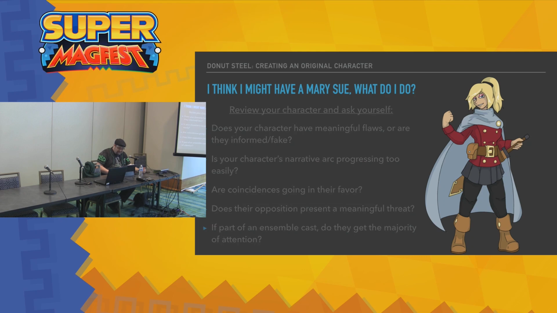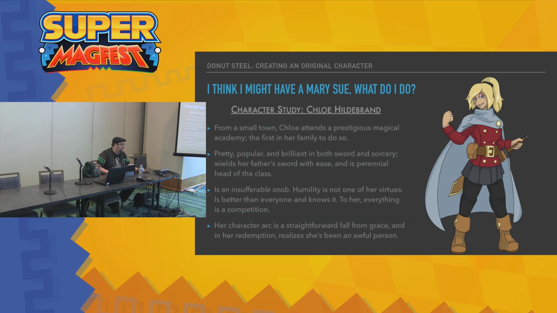So who's this? This is Chloe Hildebrand. She's from a small town, attends a prestigious magical academy, the first in her family to do so. She's pretty, she's popular, and brilliant in both sword and sorcery, wields her father's sword with ease, and is a perennial head of the class. Her father's sword, by the way, is named Peerless.